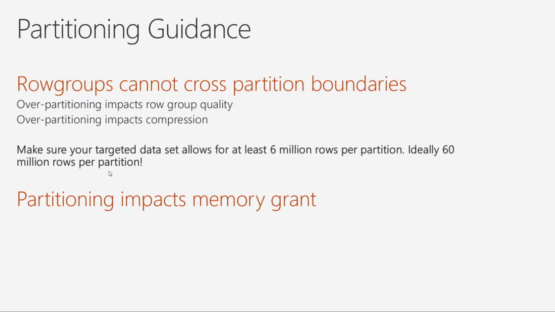I think we've talked about partitioning a fair bit, so I won't go into it anymore, but just bear in mind, over-partitioning will impact your row group quality, leaving very little data for each column store. So a good rule of thumb to keep handy when you're designing your partitioning is to make sure that your targeted data set allows for at least 6 million rows per partition. This will give you the minimum bar, and if you want to do better than that, ideally try and target 60 million rows per partition.